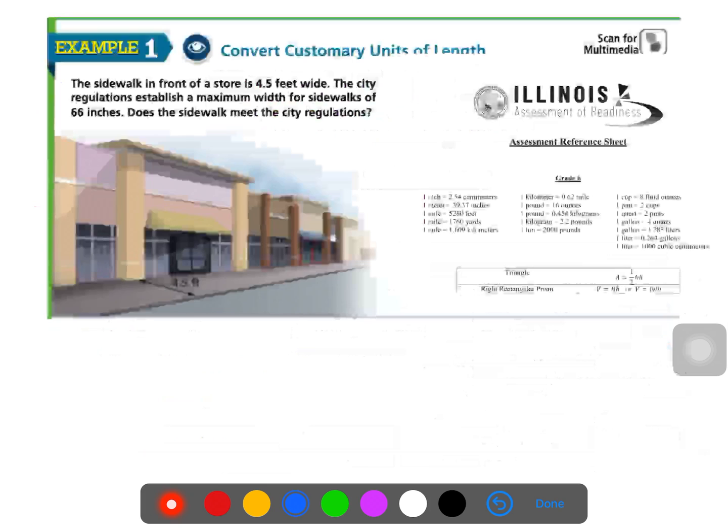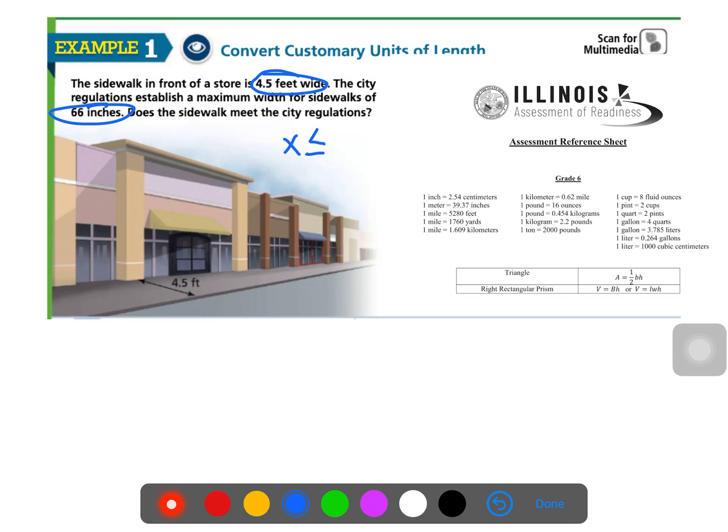You need to have that next to you, and as we look at example 1, you're filling this in some empty space that you have on this page as an example for how we're converting customary units of length. The sidewalk in front of a store is 4.5 feet wide. So I know it's 4.5 feet wide, but the city regulations establish a maximum width for sidewalks of 66 inches. Does the sidewalk meet the regulation? So the sidewalk could be any length, but it has to be less than or equal to 66 inches.